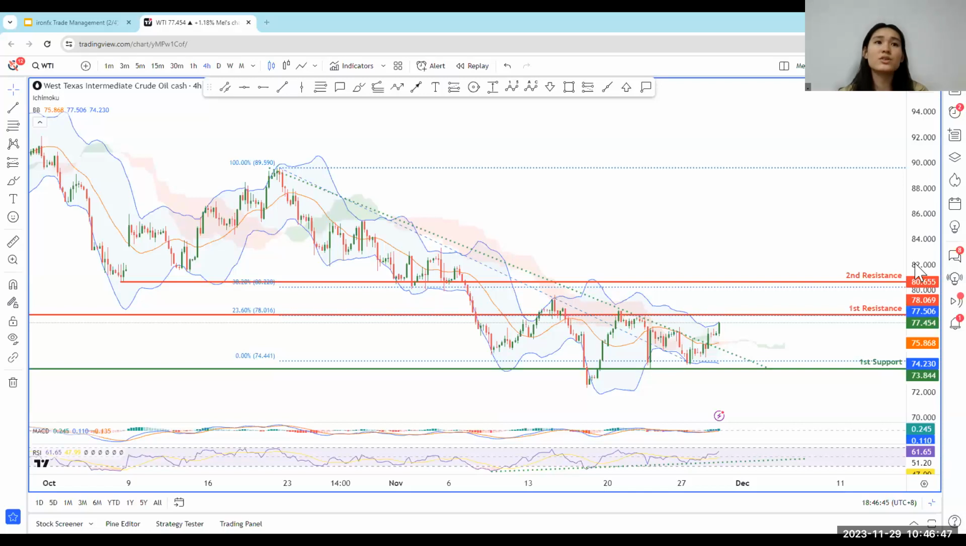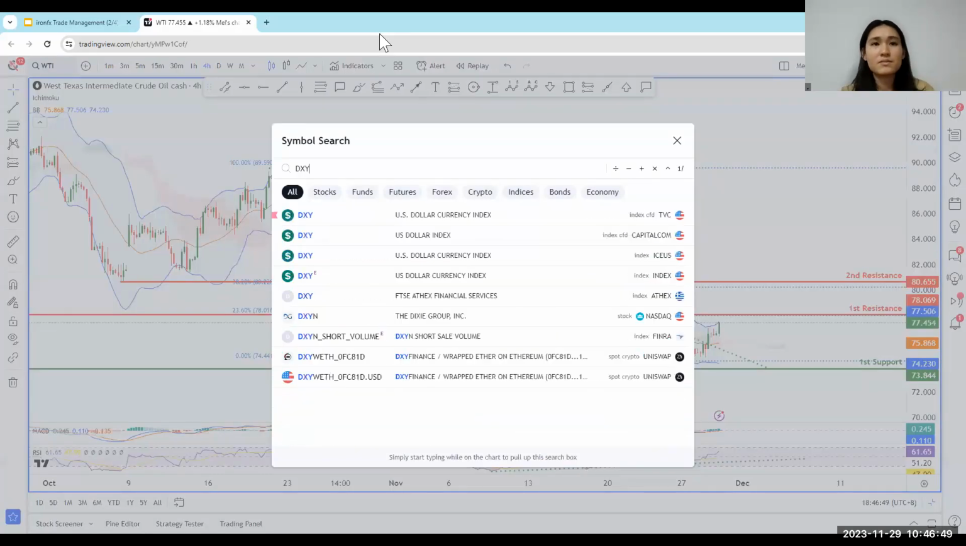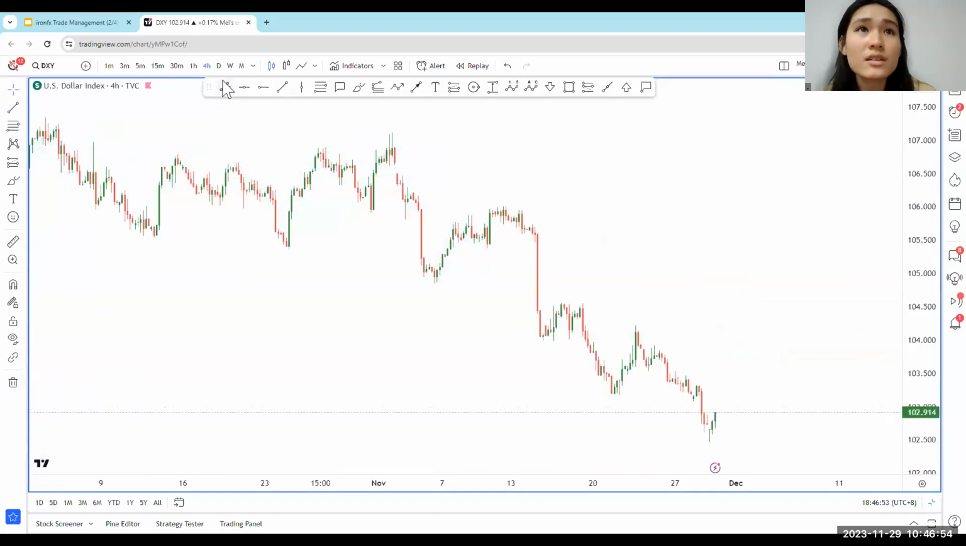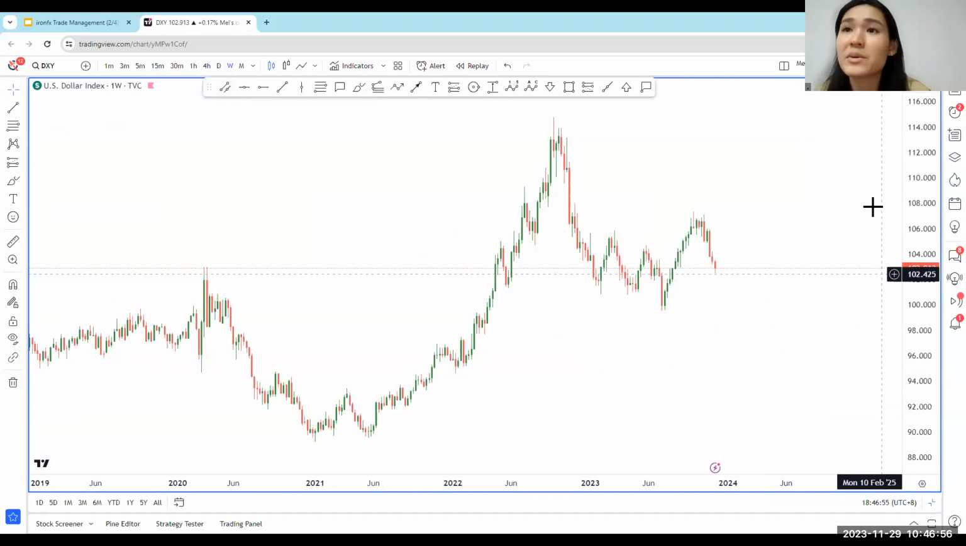Someone requested for DXY. This will be our last chart for today. I think that'll be all the time that we have.